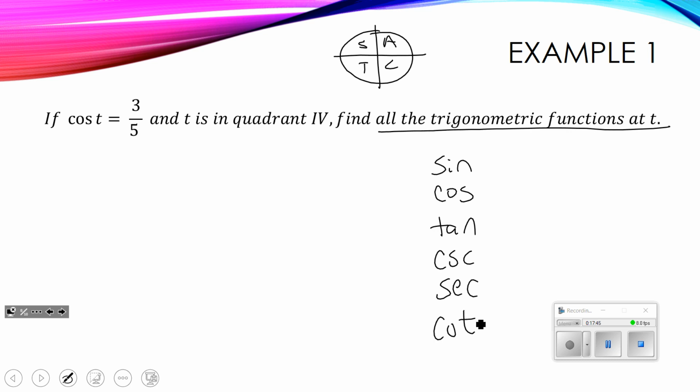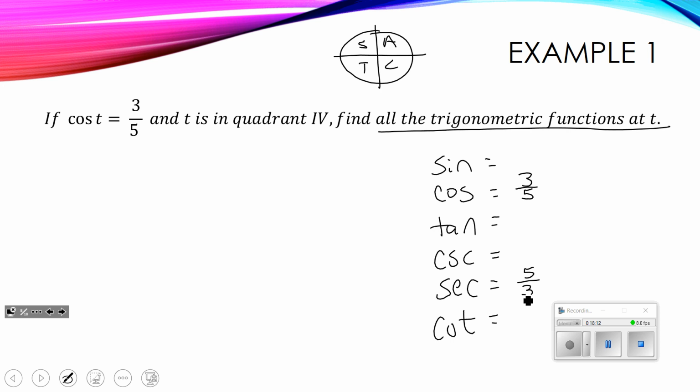Okay? Now, let's fill in what we know. Before we get started with this problem, this is going to be my answers over here. This is what I'm looking for. What do I already know? I know the cosine is positive 3/5. So give me something else that I know. The secant is going to be 5/3.